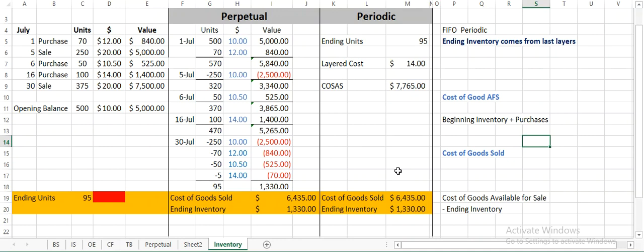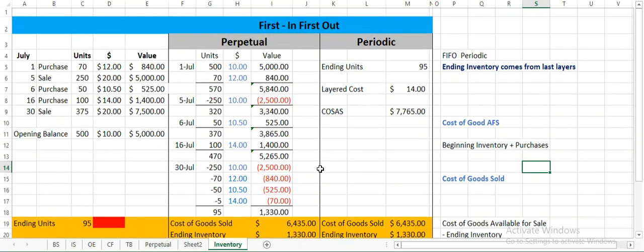In this instance, we'll know that both methods actually give us the same value. And so that's pretty good. There can be instances where it might differ slightly, but in most instances, they are very, very close to each other. But yeah, this is the first in, first out method for the periodic system.